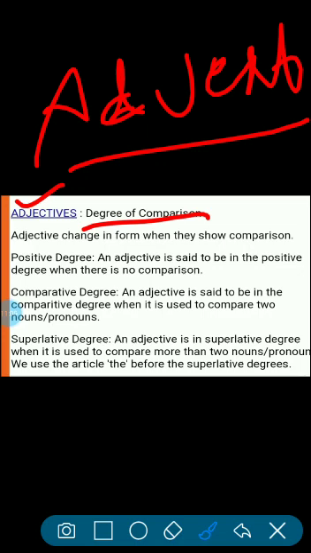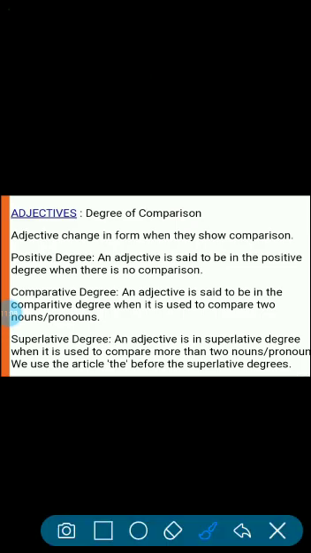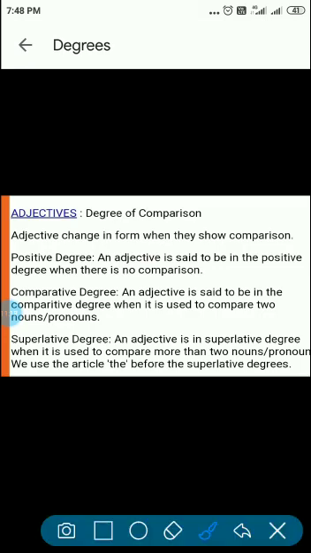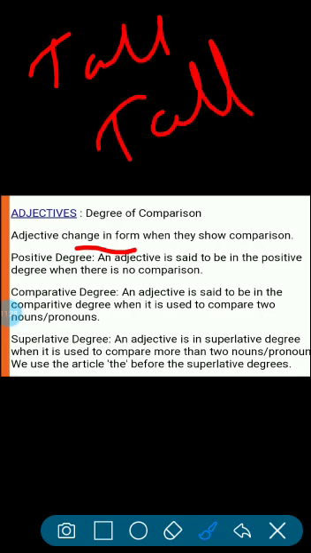Okay, so adjectives change in form when they show comparison. All right. So what is meant by change in form? We have seen tall, taller, tallest. You've seen it. Okay.